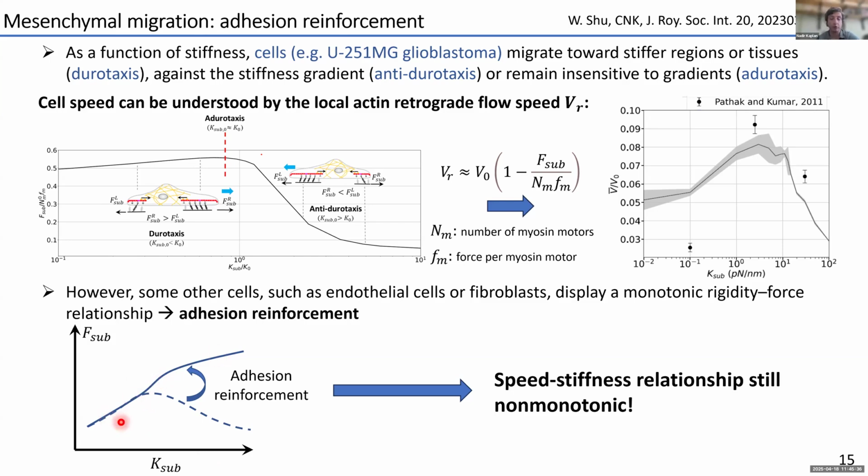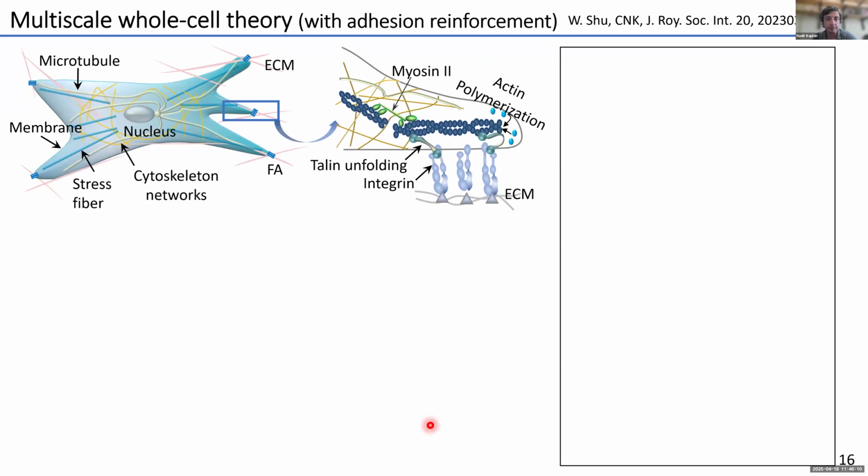So they can do it monotonically. But then the challenge here is, the expectation is that this monotonic behavior in the substrate traction versus stiffness profile should translate into a monotonic profile of speed versus stiffness, because that's the previous picture that I described. But that's not the case. What is observed in reality is that the speed-stiffness relationship is still non-monotonic, which is a question mark, and it also signifies a non-local effect.